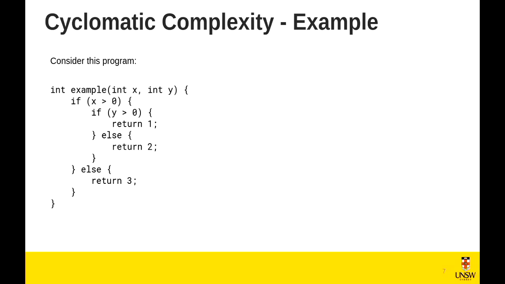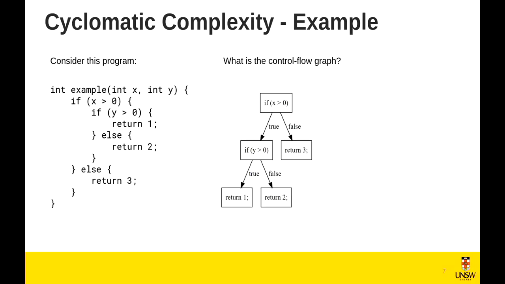Let's try to practice using this concept. Let's consider this program. Can you imagine what the CFG looks like? What is the control flow graph here? It's like a tree, right? And remember what we have just learned: the cyclomatic complexity equals the number of edges minus the number of nodes plus 2. So what is the cyclomatic complexity here?